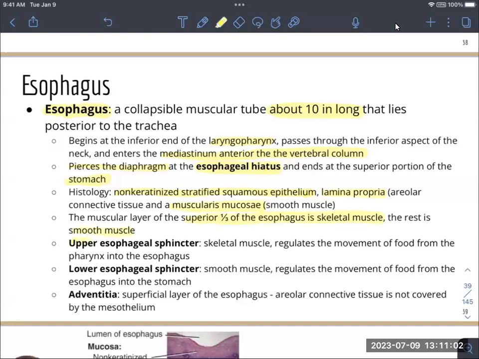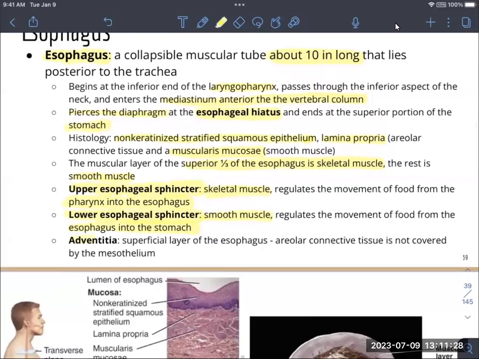We have an upper esophageal sphincter. Again, it's skeletal muscle. And that allows food from the pharynx to enter into the esophagus. We have a lower esophageal sphincter. This one is smooth muscle and it regulates the food movement from the esophagus to the stomach. The outermost layer is that adventitia. Again, connective tissue.